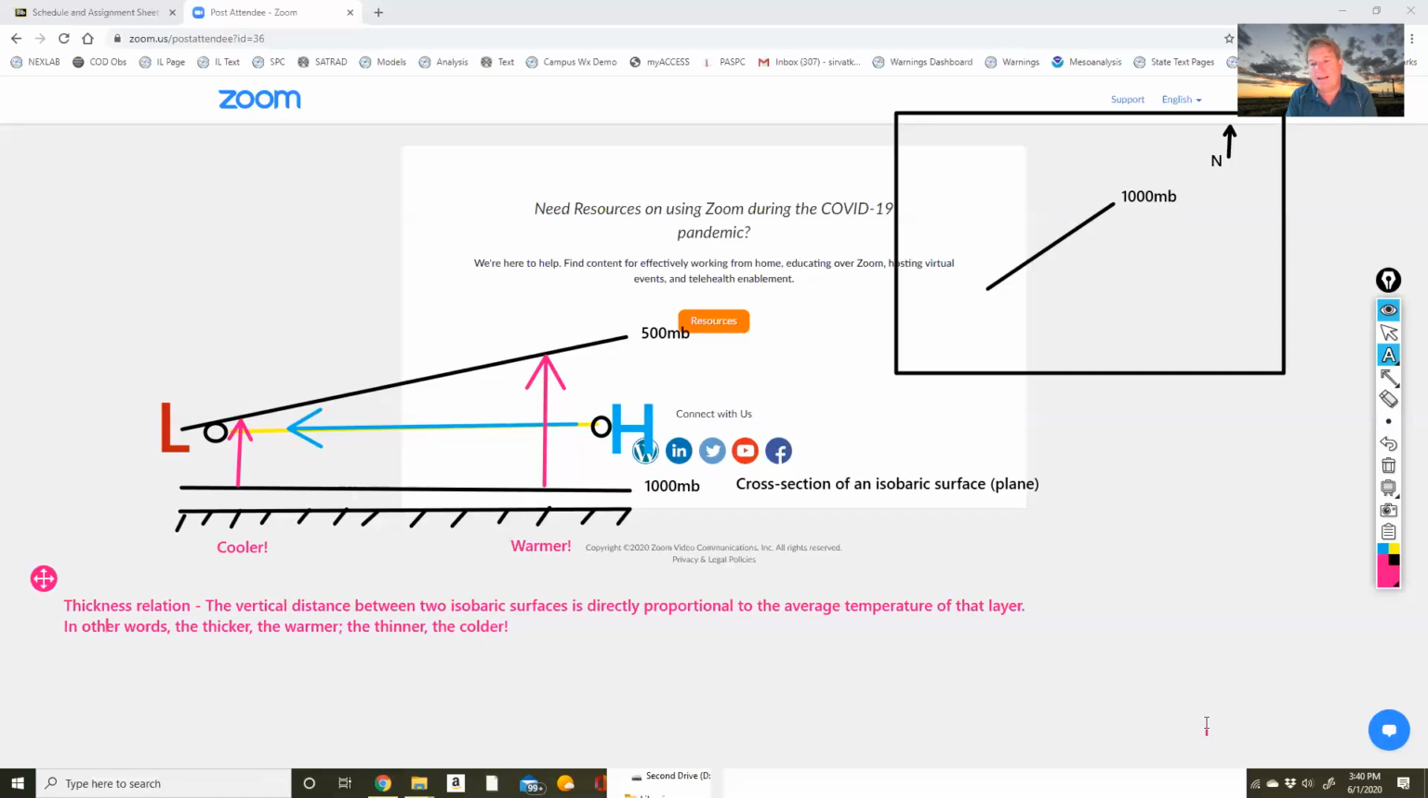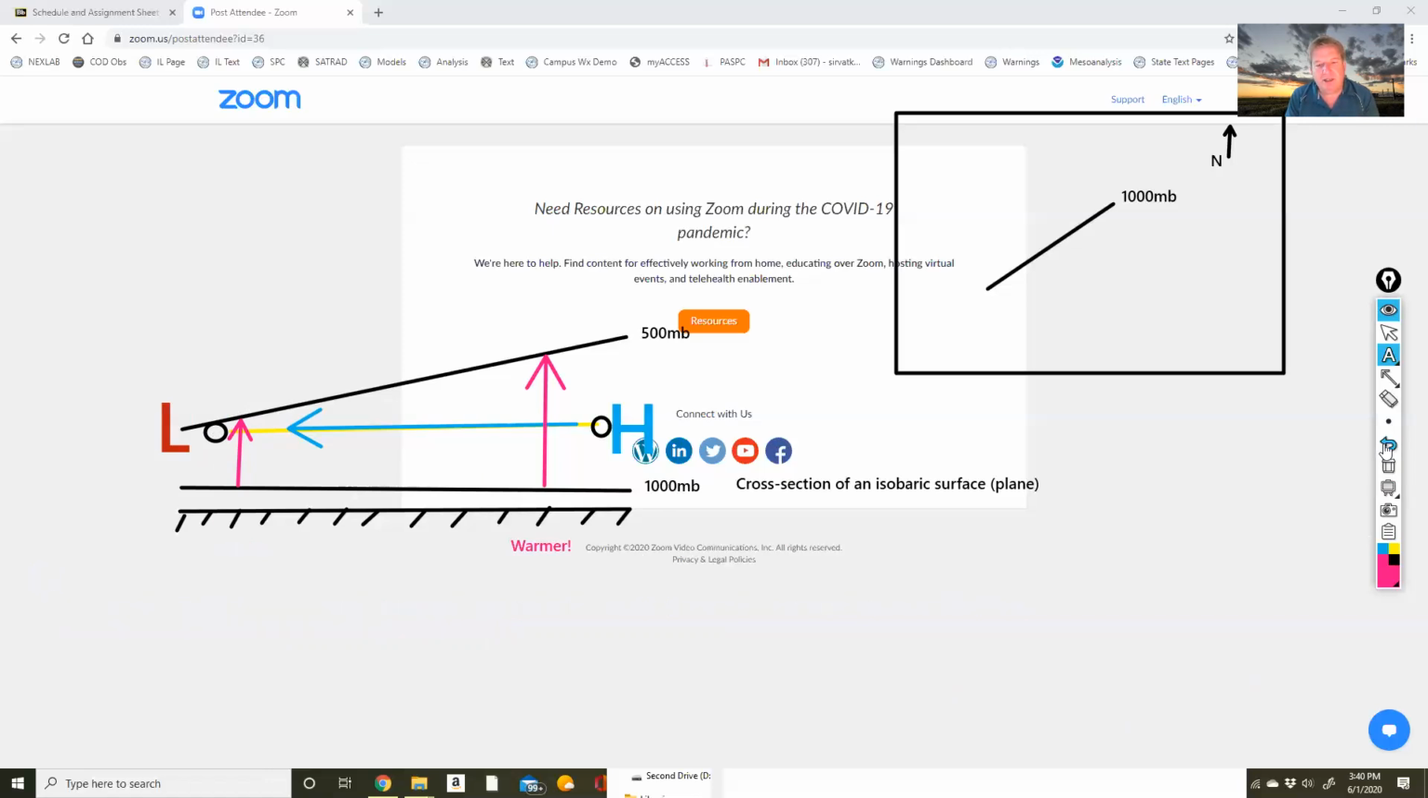Okay? Now, I'm going to do something a little bit different. I think I'm going to keep most of this, but I'm going to undo the text because I don't need everything here. I want to think about something. Did you know that the pressure here at the tail of the arrow is 1,000 millibars? And over here, it's 500 millibars.